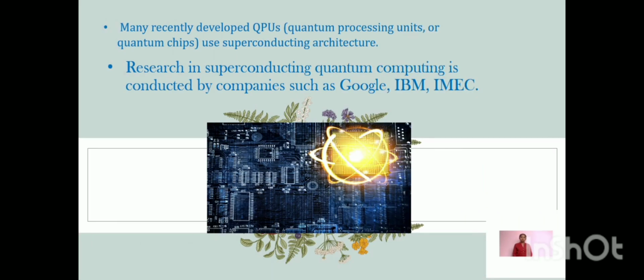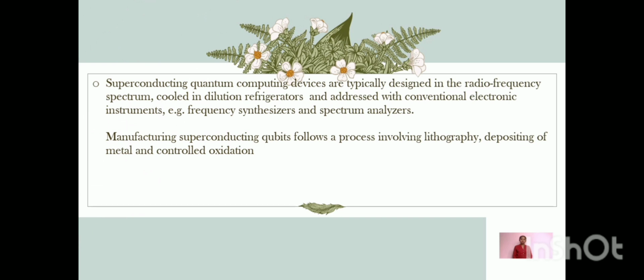Many recently developed quantum processing units or quantum chips use this superconducting architecture. Research in superconducting quantum computing is conducted by many famous companies such as Google, IBM, IMEC, etc. The superconducting quantum computing devices are typically designed in the radio frequency spectrum, cooled in dilution refrigerators, and addressed with conventional electronic instruments, for example, frequency synthesizers and spectrum analyzers. Manufacturing superconducting qubits follows a process involving lithography, deposition of metal, and oxidation.